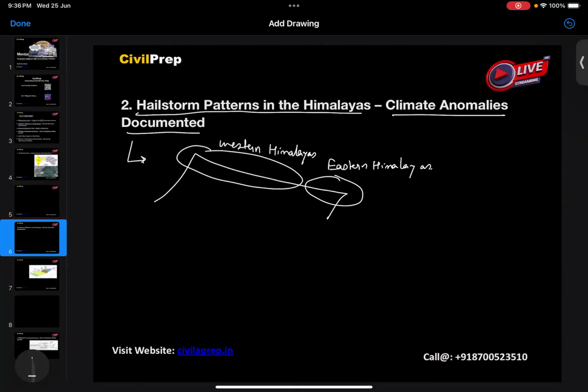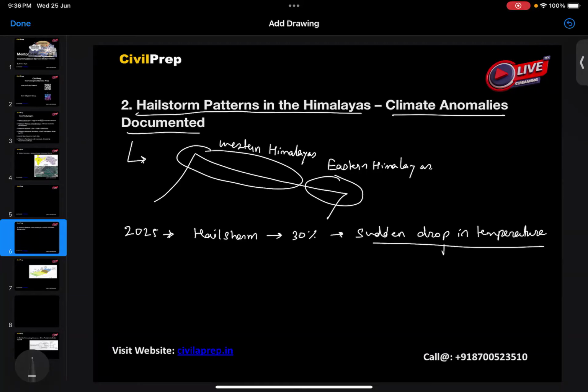In contemporary time, that is in the year 2025, it was seen that hailstorms have risen by almost 30%, and this is happening because of a sudden drop in temperature, which is around 8 degrees Celsius. For example, if the temperature is 10 degrees Celsius, it drops to around 2 degrees Celsius. So this is an event which is taking place frequently in the Himalayas.